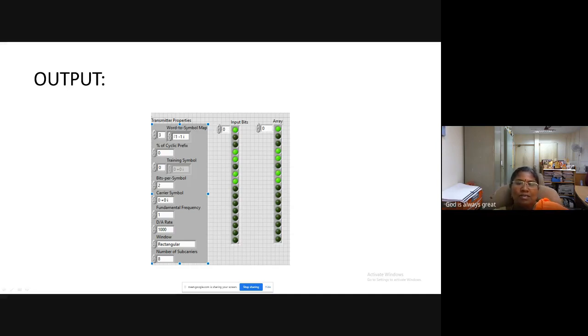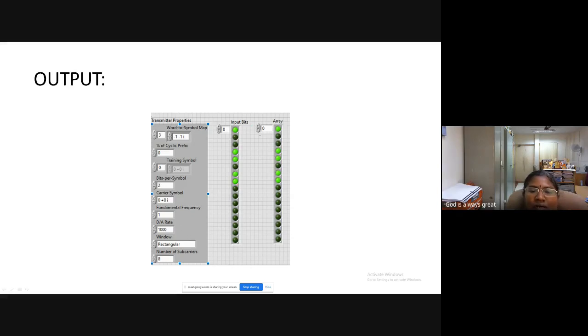These are the transmitter property windows where you are going to set your numbers. What is the amount of cyclic prefix you want, the percentage of cyclic prefix. Number of training bits is 0. Bits per symbol is 2. Carrier symbol is 0.0 i. Fundamental frequency is 1. Data rate is 1000. You can use any type of window: rectangular window, Hamming window, Hanning window, anything you can specify here. Number of subcarriers is 8, so that you can see 8 outputs here.